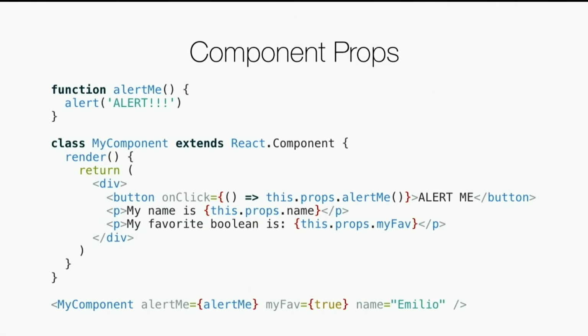So here's some examples. We've got the class MyComponent, and you can see in our render method, it's just a button and then two paragraphs. What do you think happens? Oh, and then at the bottom, here's how we're actually putting it on the page. So we're putting a tag for MyComponent on the page, and then passing in these three different props. So when I click that button, what do you think is going to happen?